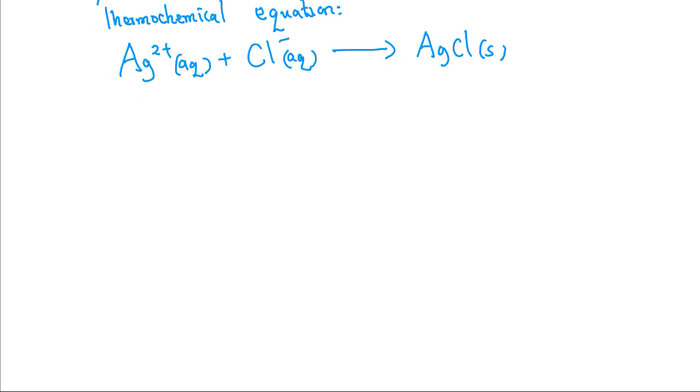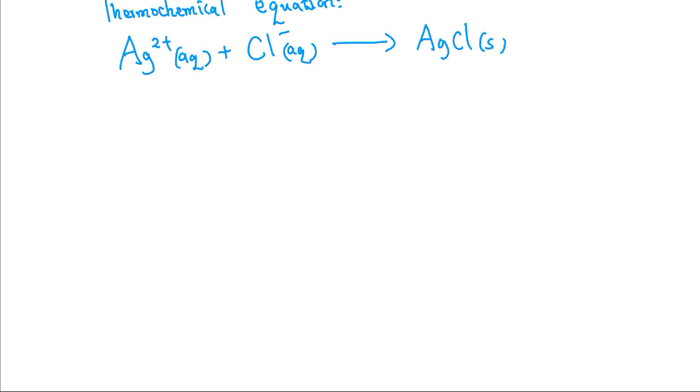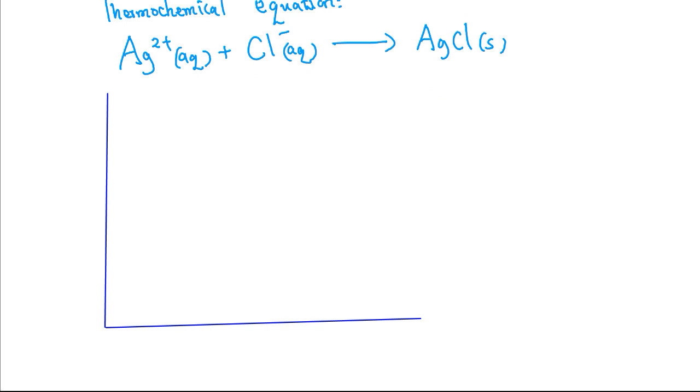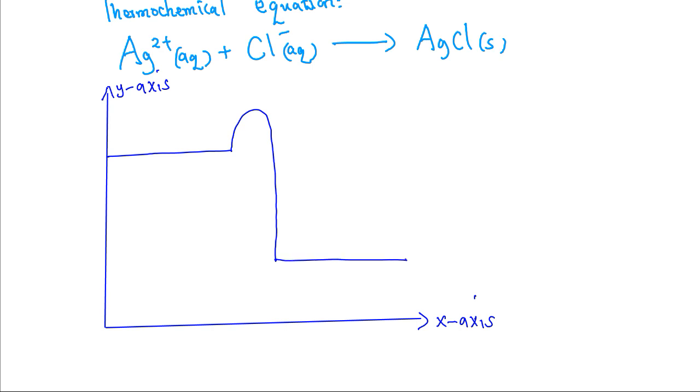Illustration of the same in the energy level diagram will be, that is y-axis, x-axis, so we have the reactants, then energy is released, that is products.